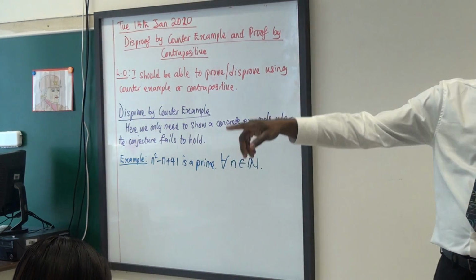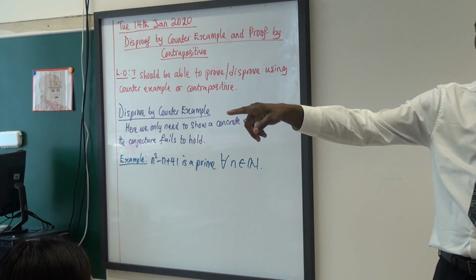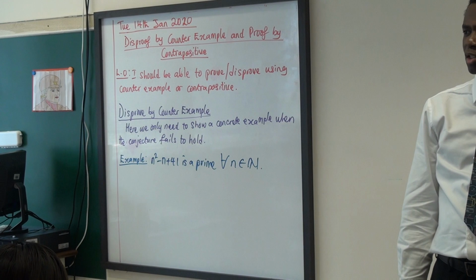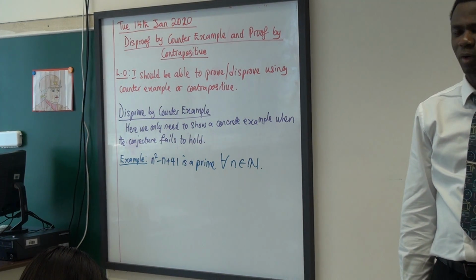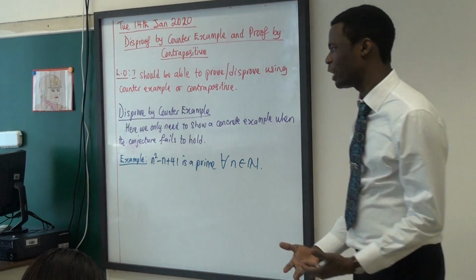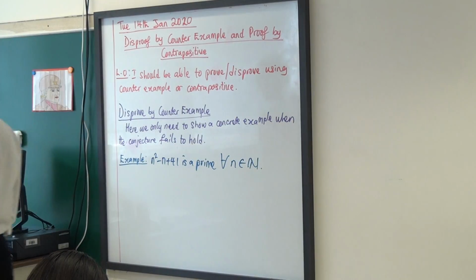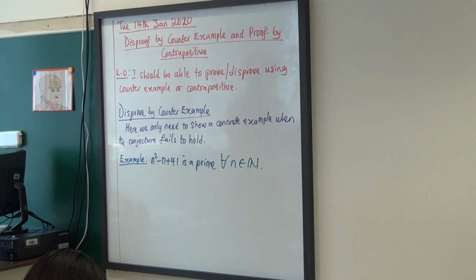Okay? Brandy, I thought you were going to check for 41. Is it a prime? It's a prime. It's a prime. Oh, okay. So there are different values where you can actually see. So this is how to disprove by counterexample.